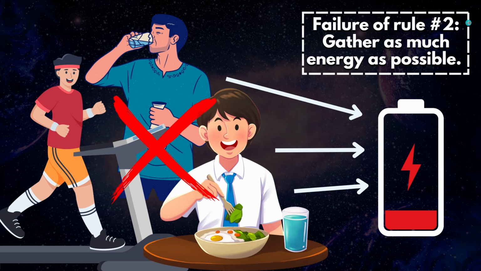Now, failure of rule number 2, gather as much energy as possible. So when you don't do healthy habits like exercise and drinking water or eating healthy food, then you're gonna be left with a low amount of energy, because you're not gathering energy. These things will charge up your body, like an actual battery, right?